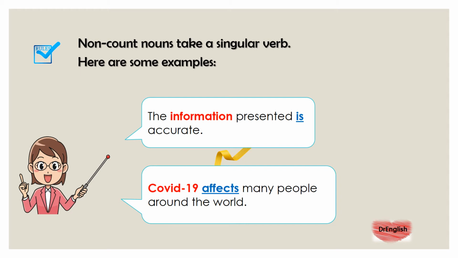In the second sentence, COVID-19 affects many people around the world. As we know, COVID-19 is a disease and it's a non-count noun. So it takes a singular verb. And the verb here is affects, which is in the singular form. COVID-19 affects many people around the world.